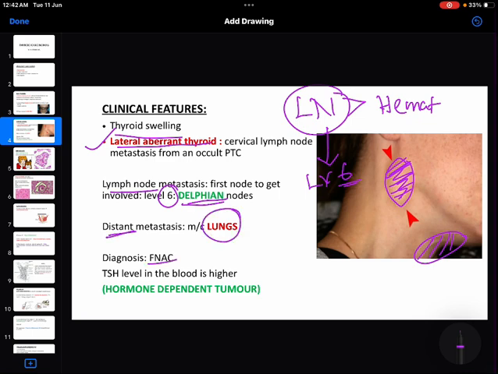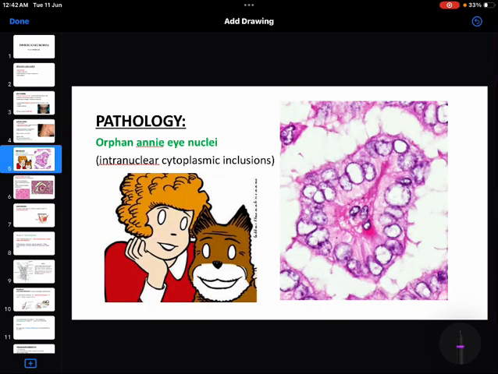The diagnosis is done by FNAC. It is a hormone dependent tumor, so the TSH level in this tumor will be very high. On FNAC, on pathology, we can see Orphan Annie eye nuclei. Orphan Annie is a cartoon character where there will be no pupil and iris inside the eye. It will be blank. Similar blank, that is clear, nuclei will be seen in papillary thyroid carcinoma, so it is also called Orphan Annie eye nuclei.